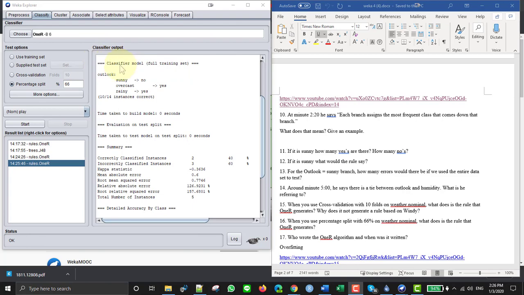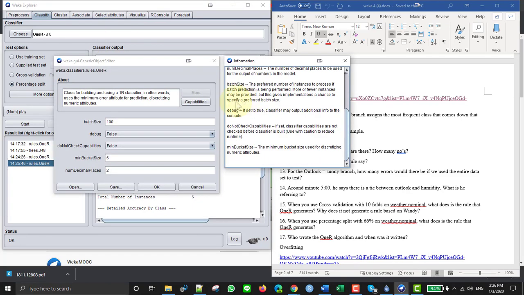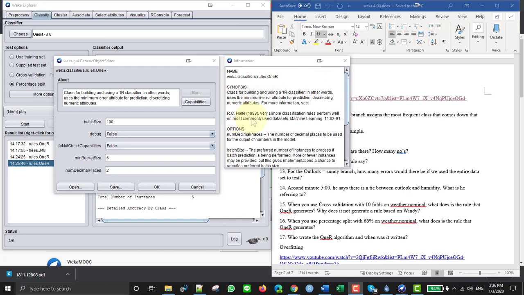Okay, who wrote the 1R algorithm? I think it would be under, let's see. Sorry, there it is. This person wrote it, and it was written in 1993.